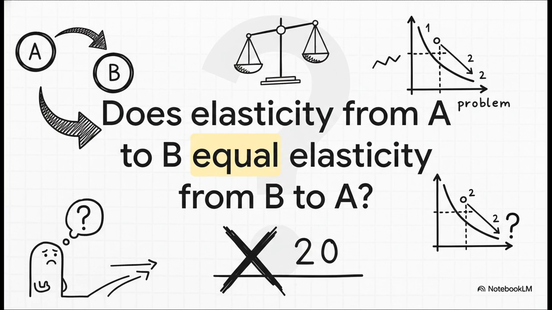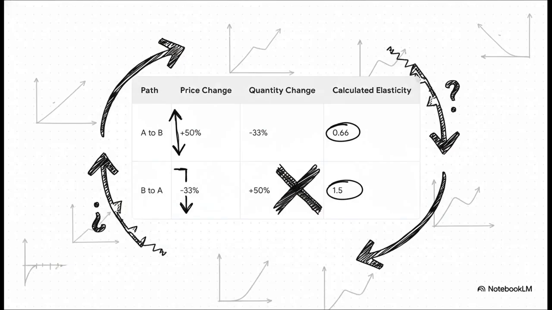Okay, now we're getting into something that trips a lot of people up, so listen closely. When we use that basic percentage change formula, we run into a weird problem. The answer you get depends on whether you're going from A to B or from B to A. And that just doesn't make any sense. And this table shows you the problem perfectly. Let's walk through the math. Let's say point A is a price of $4 and a quantity of 120, and point B is a price of $6 and a quantity of 80.